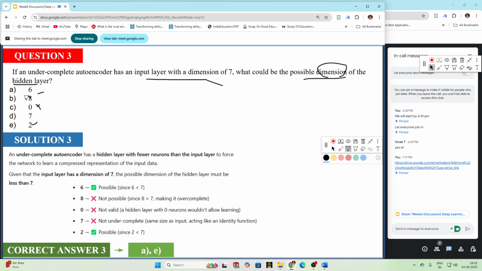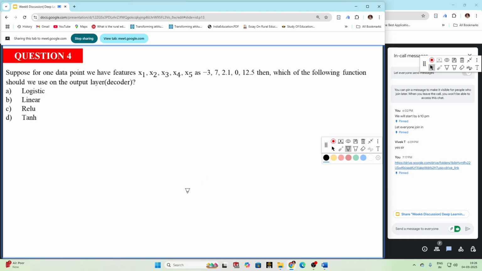If I talk about 8, this 8 is an overcomplete autoencoder. 7 we cannot say is either undercomplete or overcomplete. So your answer will be either 6 or 2. Now I hope this is clear to all of you. Now move on to the next question.